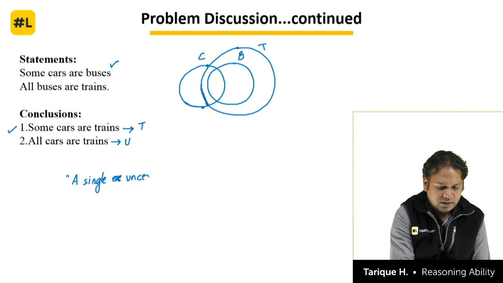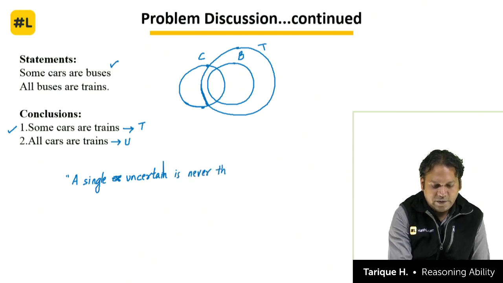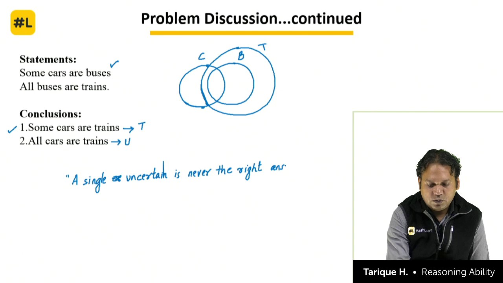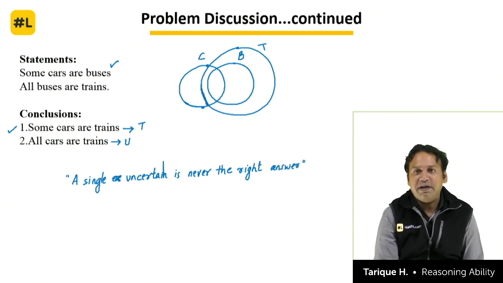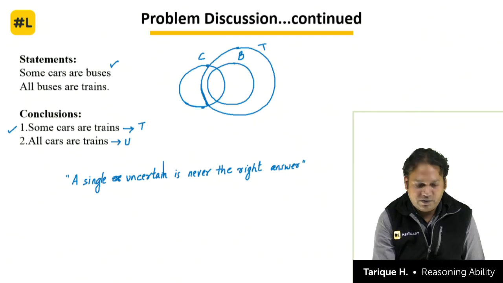Now let's say a single uncertain is never the right answer. Okay, so that can never be the part of our conclusion. This also you can keep as a rule. A single uncertain statement is false, or a single uncertain statement will never be a part of the answer.